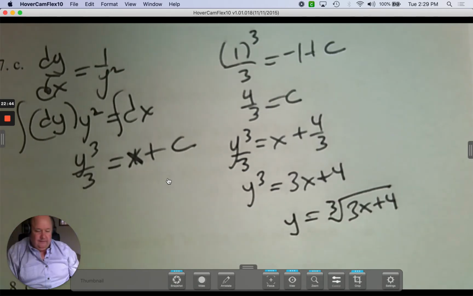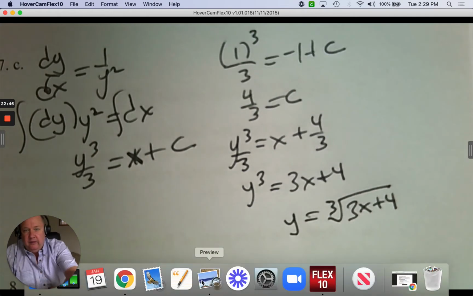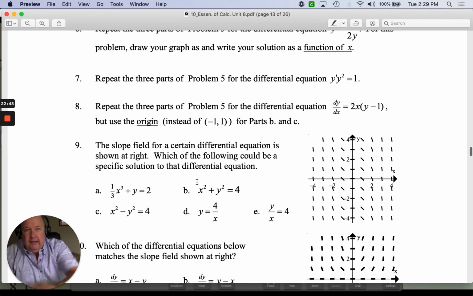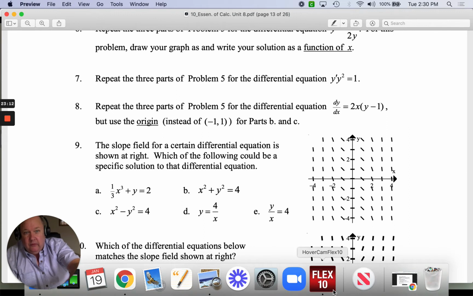All right, 8. Let's see what the diff EQ is for 8. So for 8, there it is, a little more complicated. This one involves both the rows and the columns. So this takes a little bit longer to calculate, but we can do it. So dy by dx equals 2x y minus 1. So I stick to where the slopes are 0 to begin with. It says use the origin for this one. So we're going to use 0, 0 for this one instead of -1, +1.